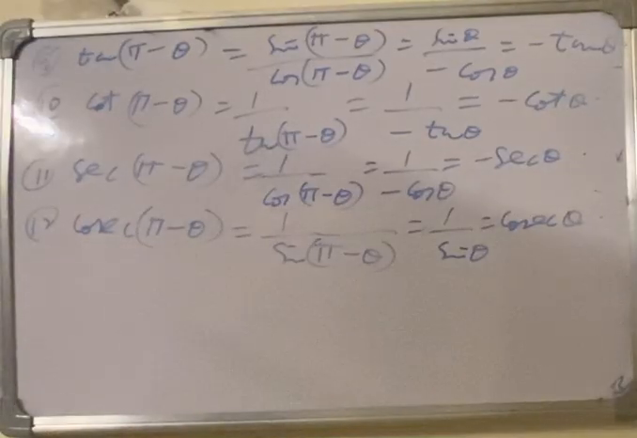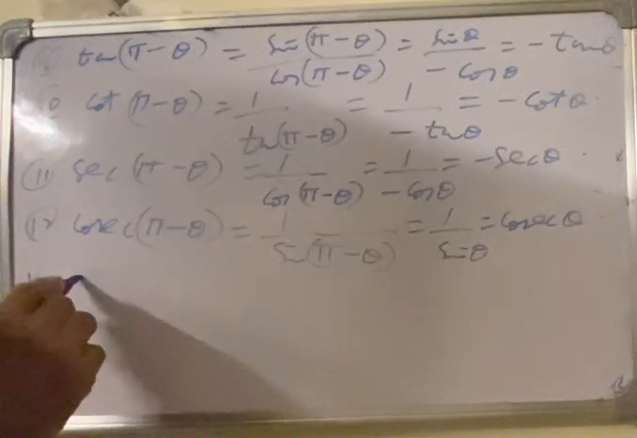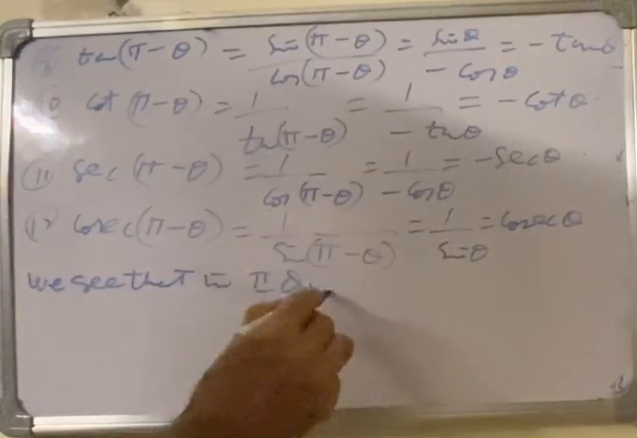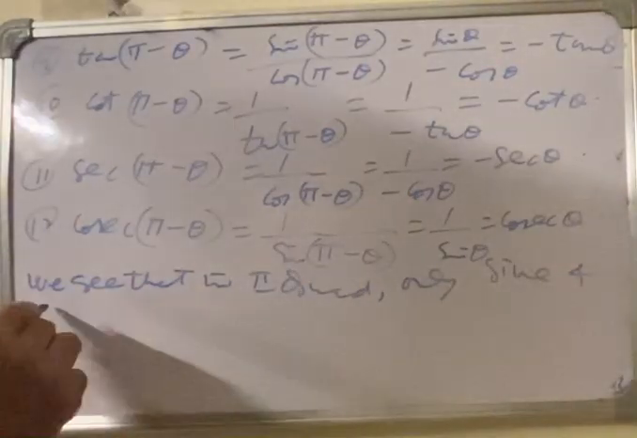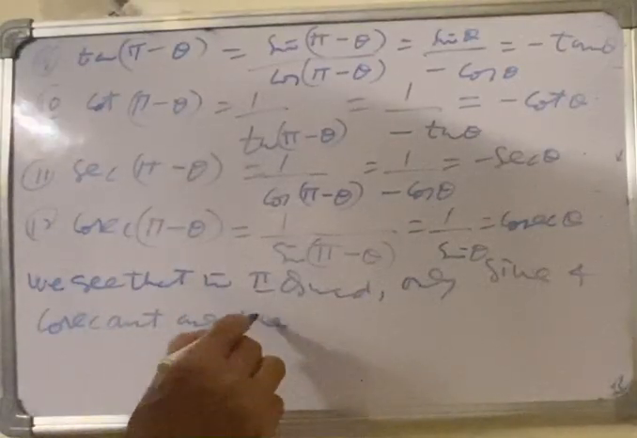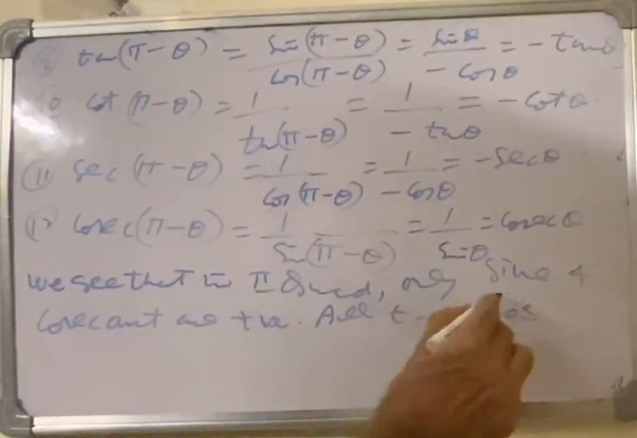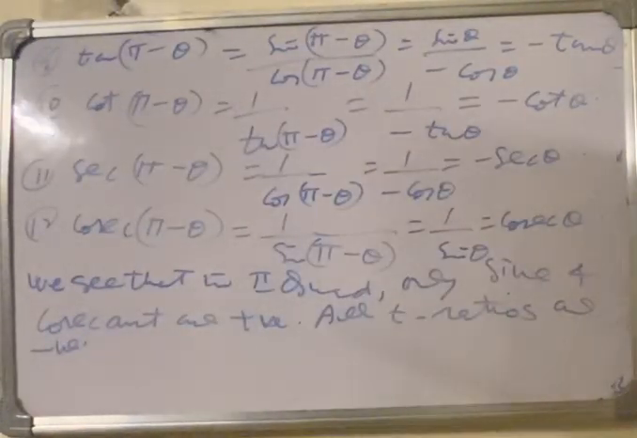Now in all these 12 trigonometric ratios, 6 for pi by 2 plus theta and 6 for pi minus theta, we see that in the second quadrant only sine and cosecant are positive. All other trigonometric ratios are negative.